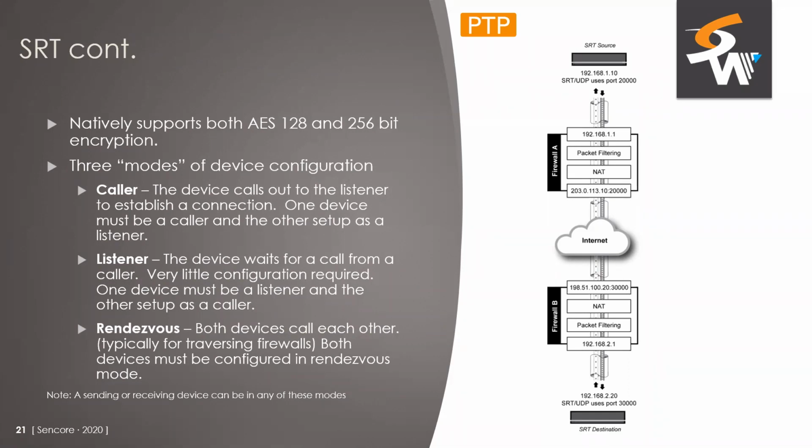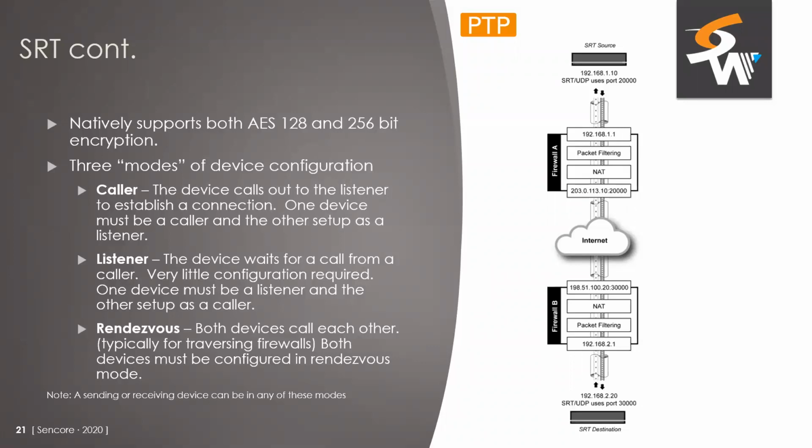So the last one is rendezvous. And the important piece to know here is that in rendezvous mode, your sending and receiving devices both need to be in the same rendezvous mode. So there's no caller and listener anymore. Both devices are acting as callers and listeners. So they're both reaching out to one another. They're both listening for one another. And again, just another way of easily traversing a firewall. And I would say this is probably the most common way that we've seen SRT implemented.